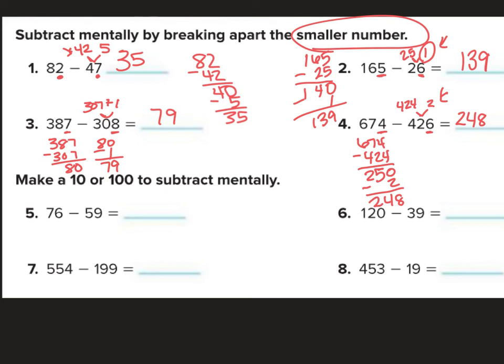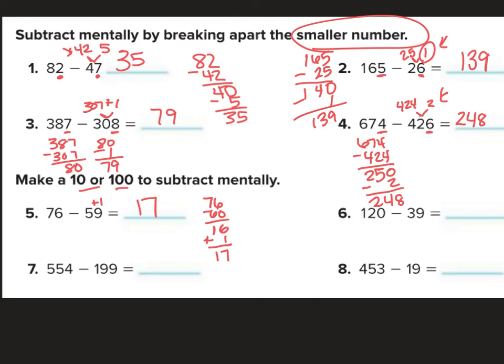Now, let's go to the next one. Make a 10 or 100. Okay, I notice 59 is almost 60, so I'm going to add 1. I'm going to take away too many, right? So I'm going to say 76 minus 60 is 16. I have to add 1 back in because I took away too many, so I have 17. My end answer is 17.